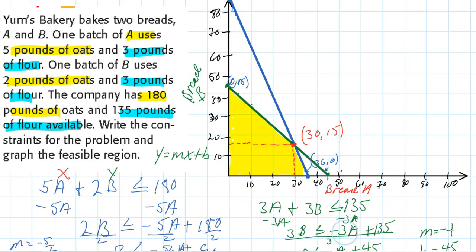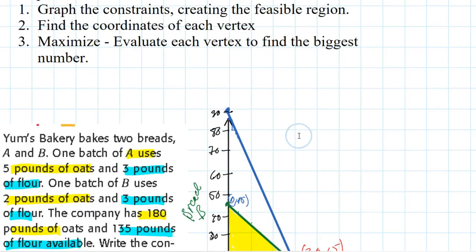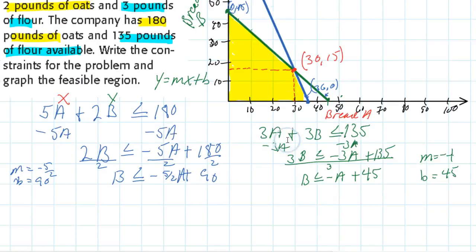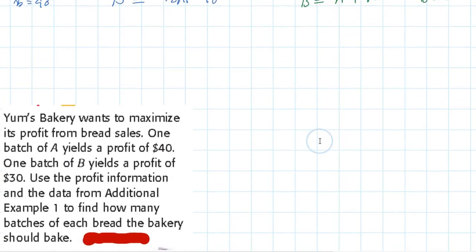Now, step 3. Step 3 is to maximize. Evaluate each vertex to find the biggest number. So what we're going to do is plug those vertices into an equation, but we still have to make the equation. That's where the second half of the problem comes in.